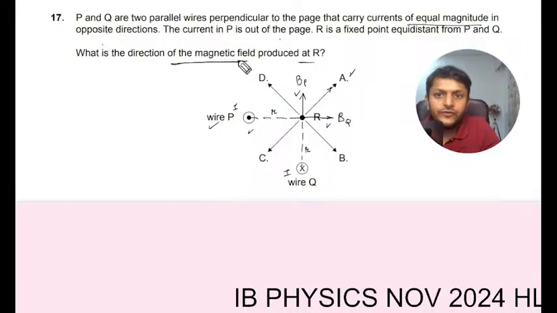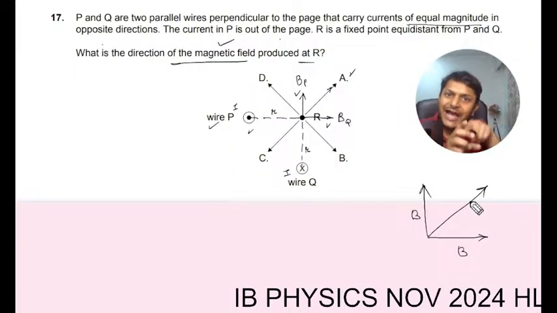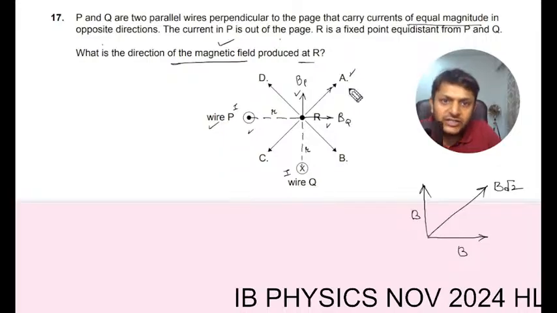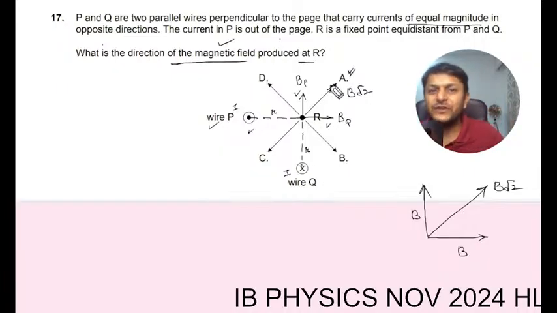As per the direction of the magnetic field is concerned, it will be A. What about the magnitude? They're not asking it, but we can even find the magnitude. When two forces or two fields have the same magnitude, the resultant of that, which is the diagonal of the square, can be found very easily with the help of Pythagoras theorem. This always comes out to be B root 2. So this magnitude comes out to be B root 2, by the way, but that is not the objective of the question. So your answer for this question will be A anyways.